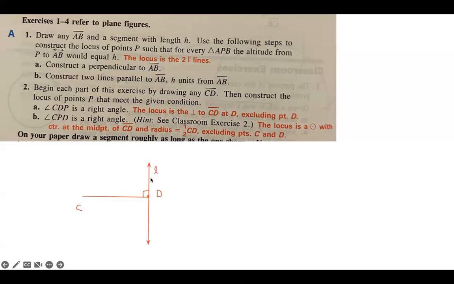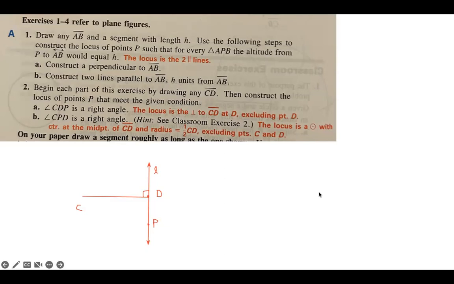And I need point P somewhere. It doesn't really matter where, but I'll put P on it somewhere. So line L is perpendicular to CD and goes on forever. And so that would form that right angle CDP. And so that would be every single point on line L except for point D. I mean, point D is on line CD. So there we go. That would be the answer to 2A.